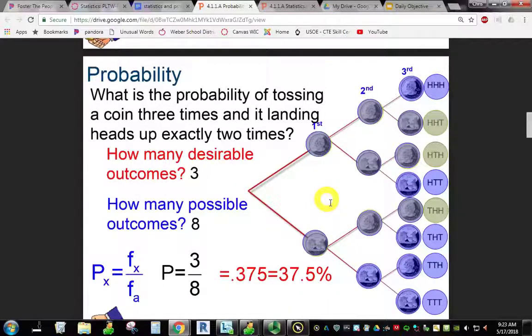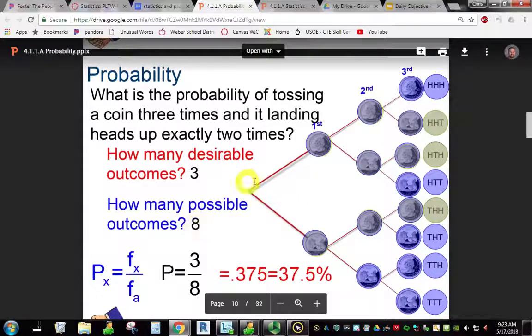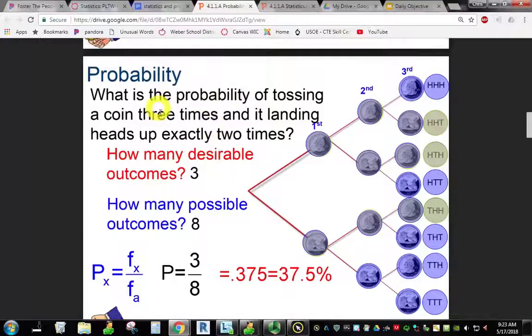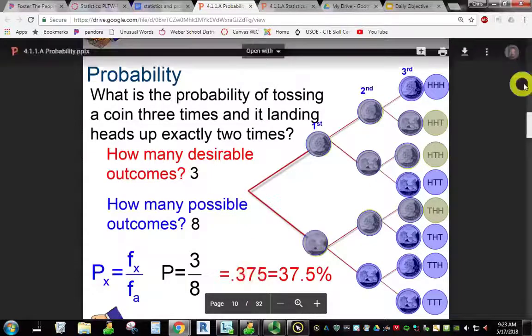You can't just pull that number 8 out without doing a probability tree, which is fine. But imagine, this has pretty low numbers, 3 times, having it land heads up 2 times. What if this was like tossing it 15 times, landing heads up exactly 5? It gets complicated quickly. So I'm going to show you a different way to get the same number.